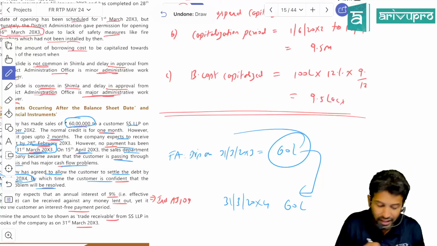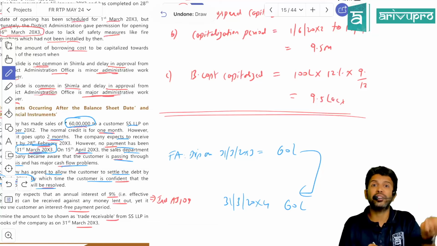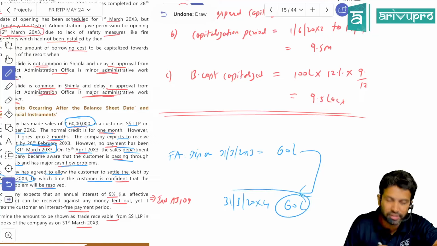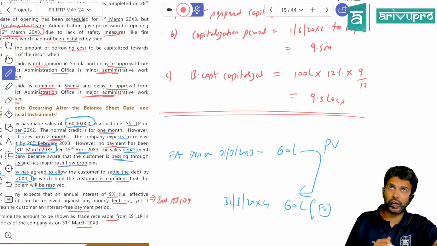So showing the debtor at 60 lakh now is wrong, because this 60 lakh we will receive only in the next year. So what do we have to do? Find out the present value of the 60 lakh. This 60 lakh you will receive after 1 year, so it is your future value. Find out the present value of the 60 lakh. For that we need a discount factor.